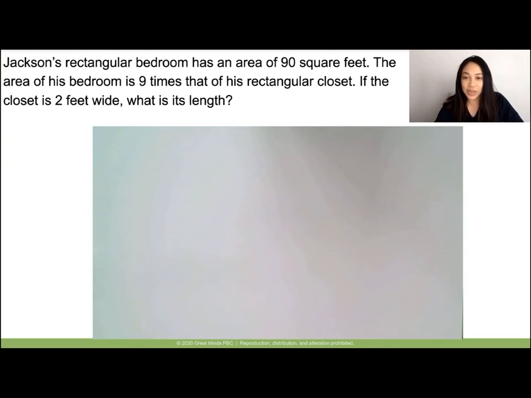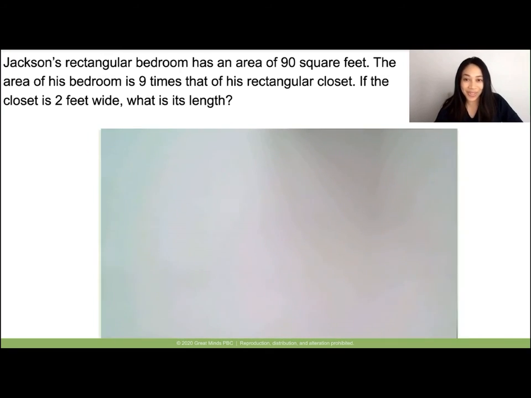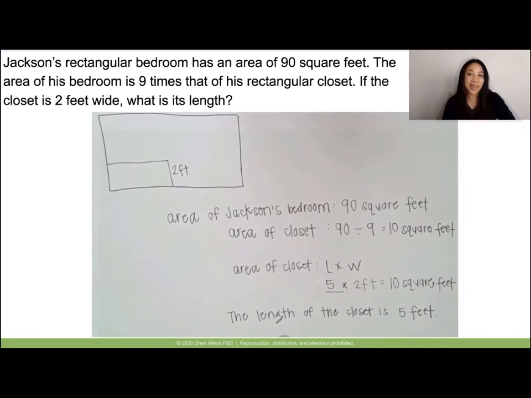This is what I'd like you to do. Using all this information, I want you to draw out what you know. Then I'd like you to use this information to come up with a strategy to solve this multi-step word problem. Once you're ready, go ahead and solve. We'll compare all of our work after. Welcome back. Go ahead and take a moment now to compare your work with mine.